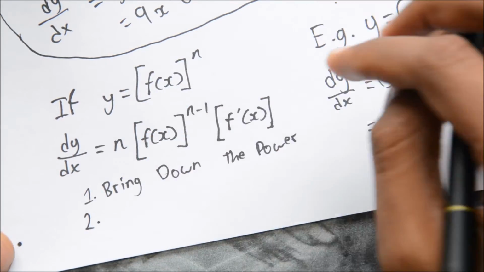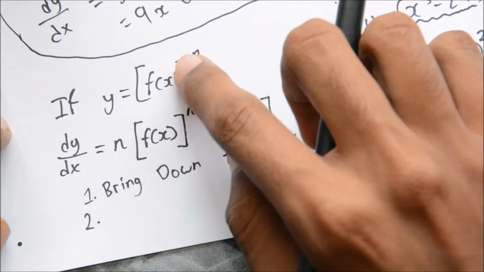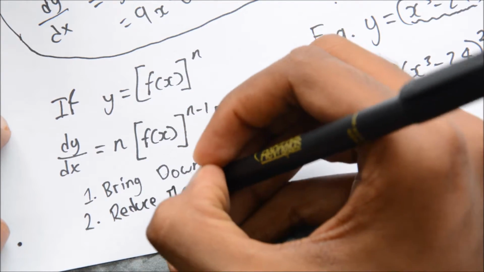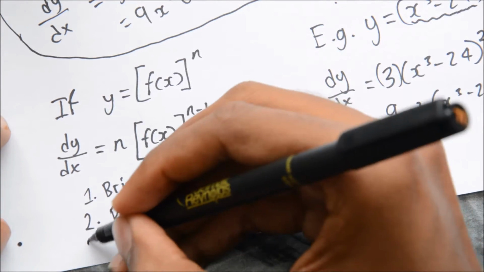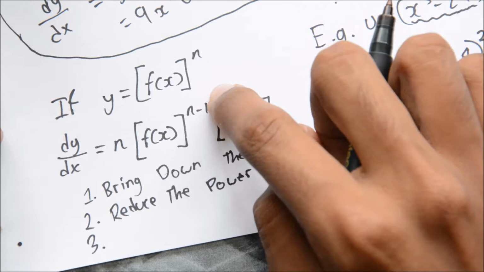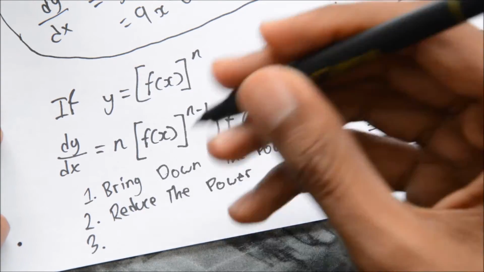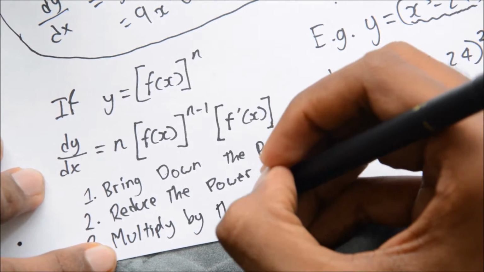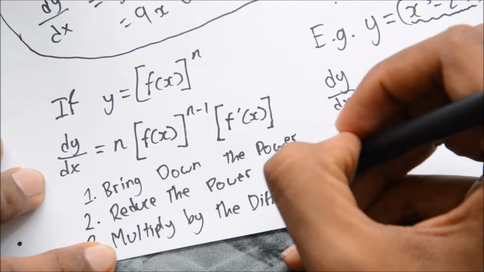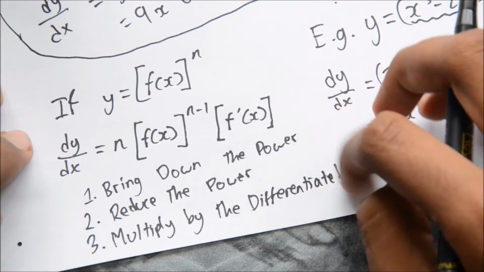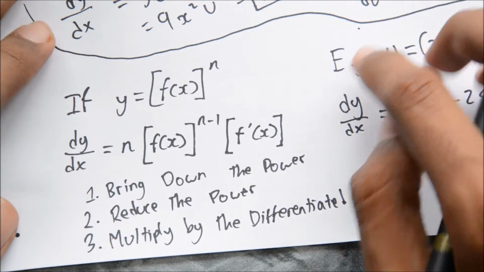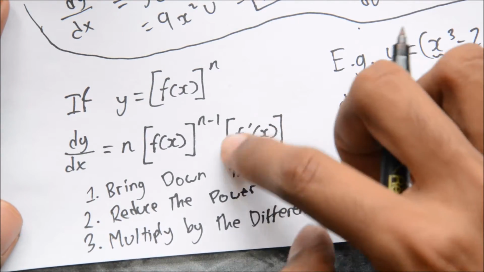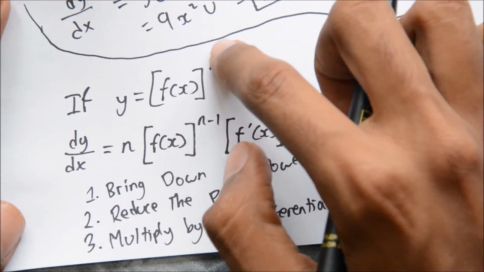Step 2, reduce the power. So you have n, you bring it down, then you reduce the power here. That's the second step. Third step, multiply by the differentiated. So we bring down the power, reduce the power, then after that you multiply by the differentiated. What I'm writing here seems like pretty common sense, but trust me, whenever you see a question like this, think of these 3 steps. Bring down the power, reduce the power, multiply by the differentiated. If you remember this, you can differentiate any function to any power.